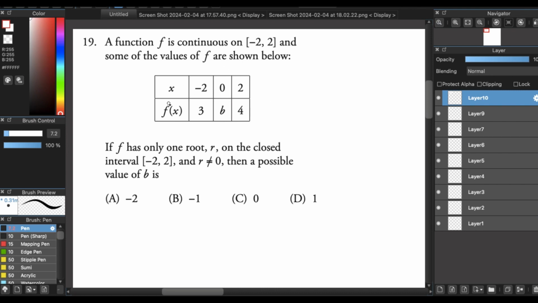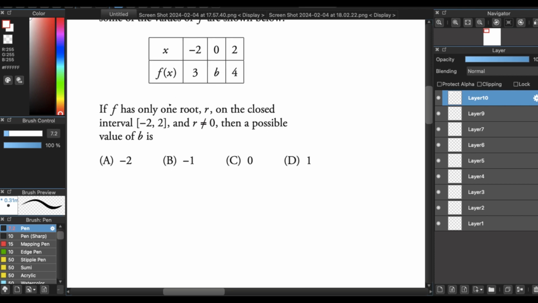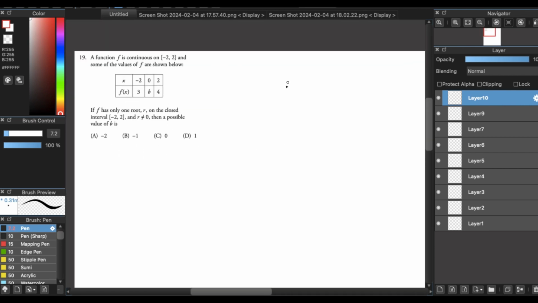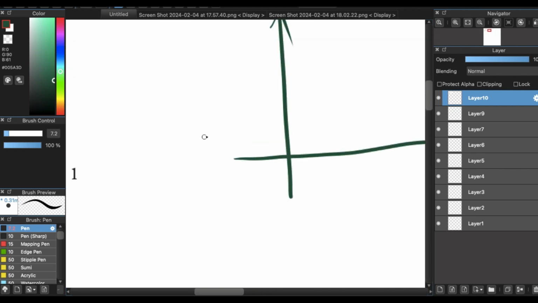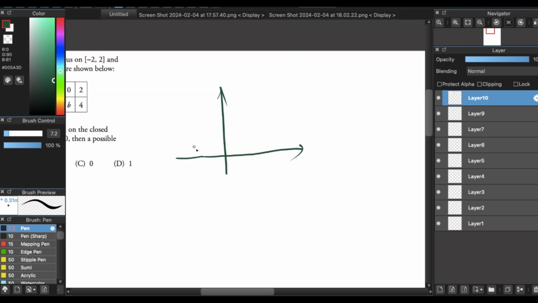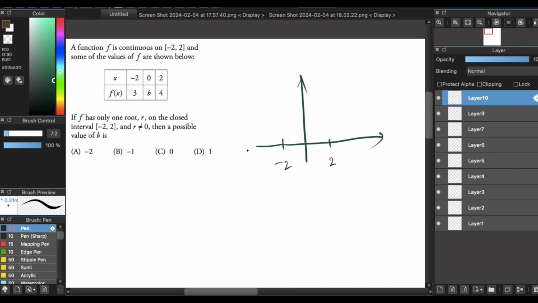Okay, so a function f is continuous. So we're going to draw a little graph here. I am not the best grapher, but I'm trying my best. Something like this, right? Okay, let's extend it a little bit. So I've got here x at -2 and 2, and the values of f are shown below. This is a value of 3 and this is a value of 4. So it's going to have to pass through these, right?